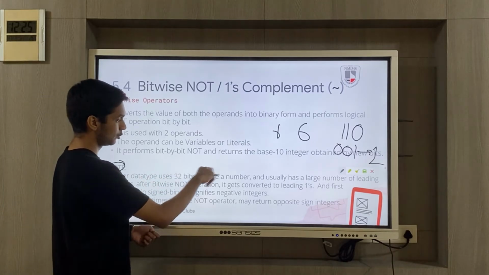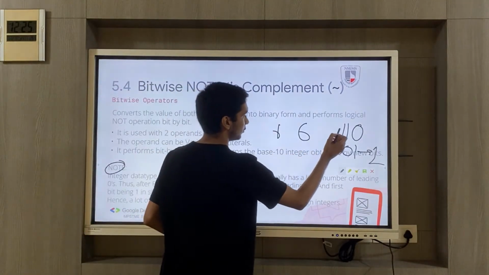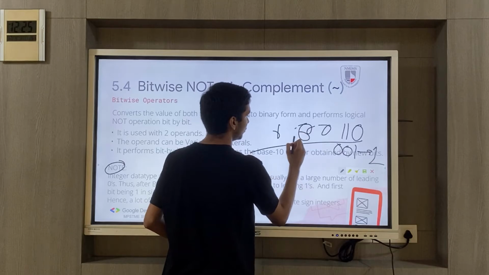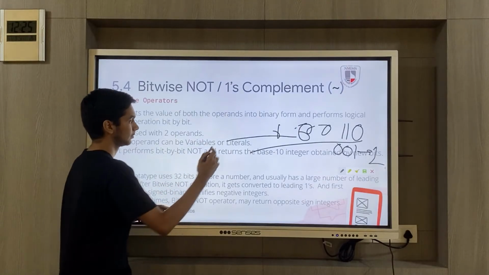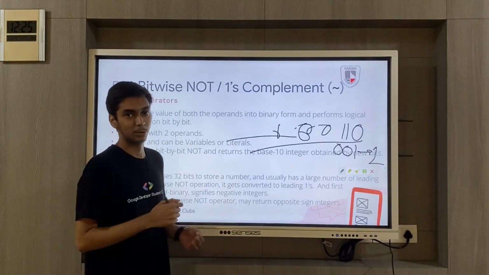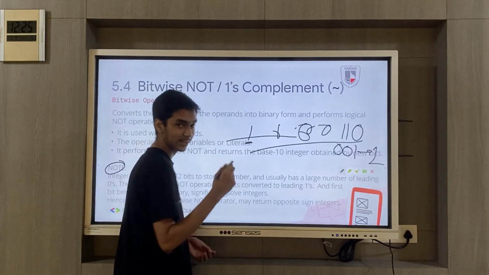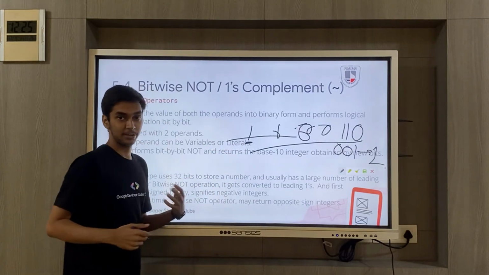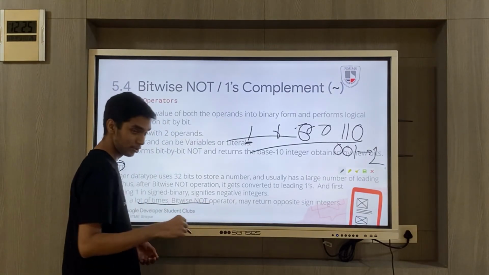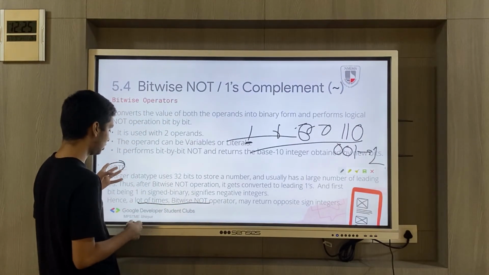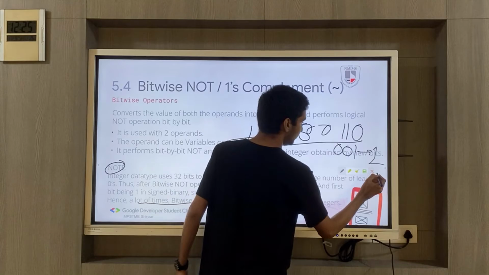Integer data types usually use 32 bits to store numbers, and it has a large number of leading zeros. If I want to make this 32 bits, I'll have to add leading 0s. Now if I take the bit by bit complement, in signed binary there is a method of representing positive and negative integers. If the first bit of a signed binary is 1, the number is treated as negative. That is a long procedure, we're not going into that. If you try it out yourself, you will usually see that the bitwise NOT complement of an integer many times returns negative numbers. So that was about that.